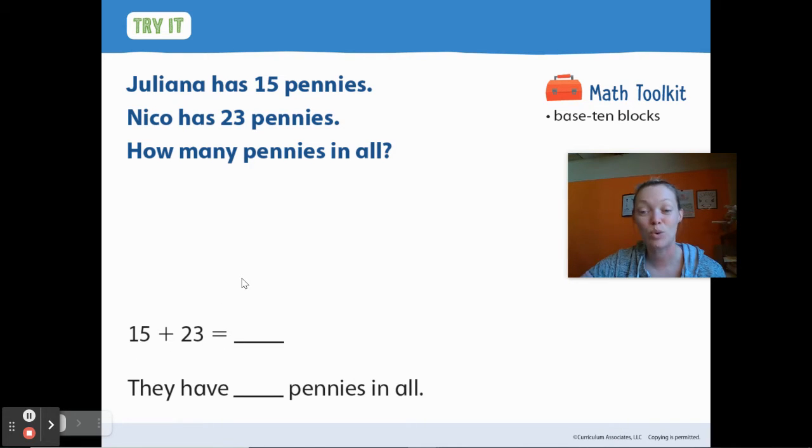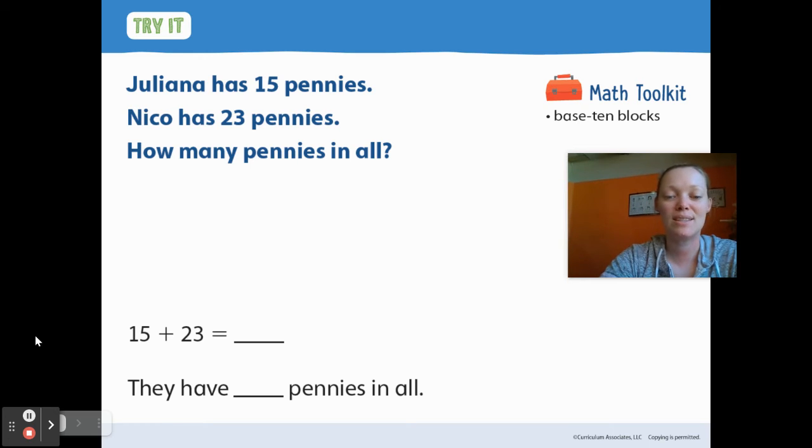Your job is to use what you already know about adding to solve this. So you could use a drawing, a place value chart, number bonds. You could use stacking. So go ahead, and you can also use your base 10 blocks from iReady under your tools. Go ahead and solve this problem, and when you're ready, press play and watch to see if you got it correct.